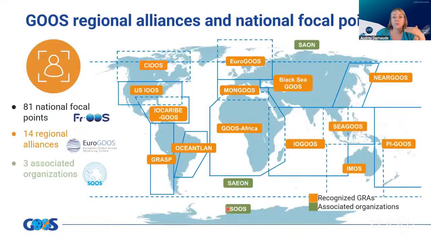So for this, we link with the different regions of the globe via GOOS Regional Alliance here in orange, like for example, GOOS, or associated organizations in green, like for example, the Southern Ocean Observing System, but also via national systems like FRUS from France through the GOOS national focal points in each country, in 81 countries.